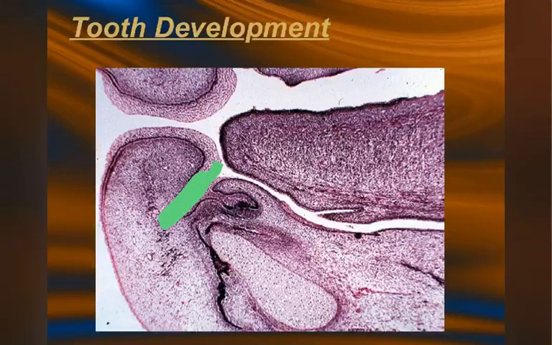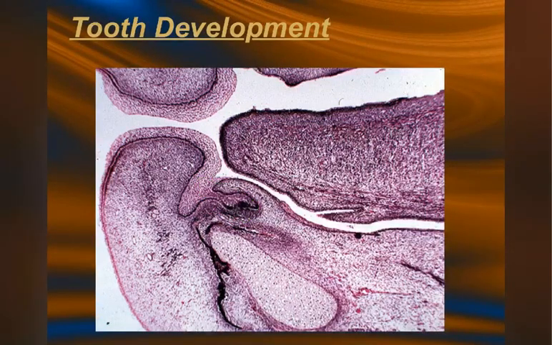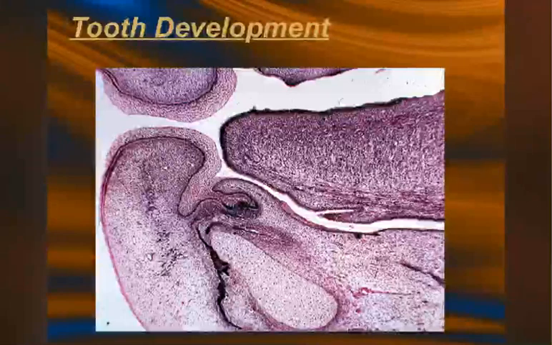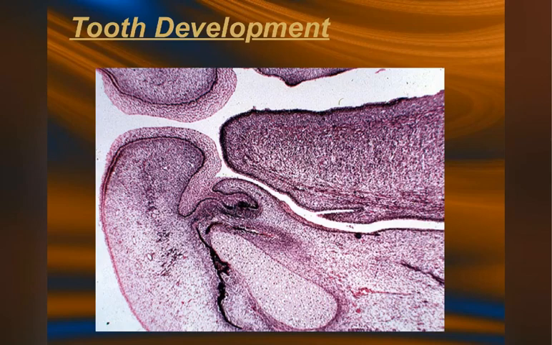Here we see vestibular lamina. Here we see dental lamina. And notice the end of dental lamina. We have a shape here, a shape that looks like a hat. This is called cap stage. We will talk about it in a minute. But this is to show you the relationship between the vestibular lamina and the dental lamina.